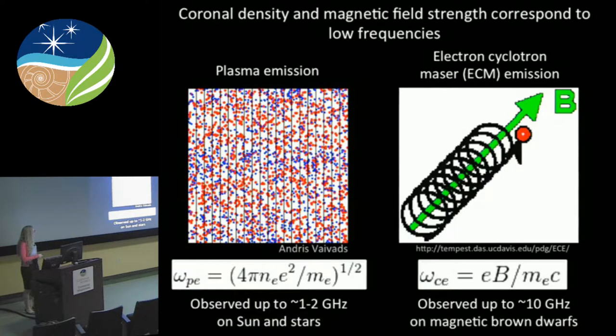Since the plasma frequency depends on electron density, and the cyclotron frequency depends on magnetic field strength, in both cases the densities and magnetic field strengths that we know exist in the corona of the sun or stars correspond to fairly low frequencies. By which I mean plasma emission is observed up to 1 or 2 gigahertz on the sun and stars and down to kilohertz frequencies. Whereas cyclotron maser emission is observed up to about 10 gigahertz on the sun and stars, and on planets, again, down to kilohertz frequencies.